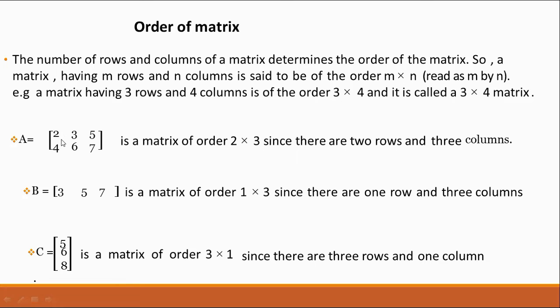Similarly, you see here some examples. In this matrix A, there are 2 rows and 3 columns. So the order of this matrix is 2 by 3. In this matrix, there are 1 row and 3 columns. First column, second column, and third column. So the order of this matrix is 1 by 3. Similarly, in this matrix there is only 1 column and 3 rows. First row, second row, and third row. So the order of this matrix is 3 by 1.